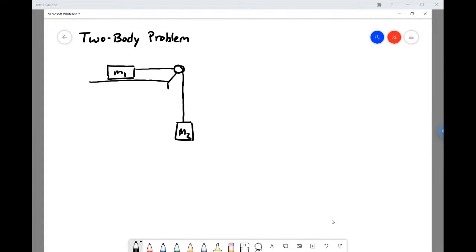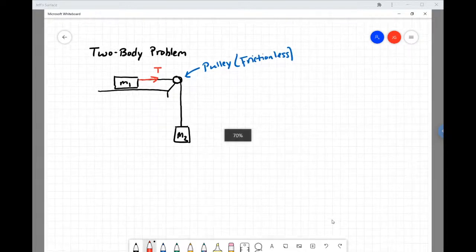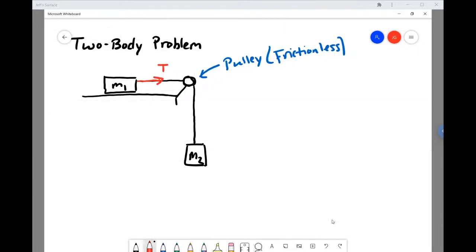Call that M2. Okay, and so one thing is we're going to say that this pulley right here is frictionless. And the reason we say that is so that we can assume, we'll use red to represent forces, that this hanging weight is going to exert a tension force, we'll call that T, on mass 1. And that tension is transmitted via the string, the rope. And that tension is the same magnitude as the tension that's pulling up on mass 2.